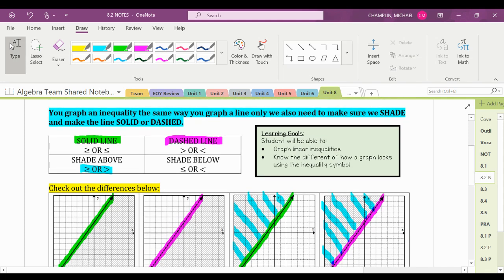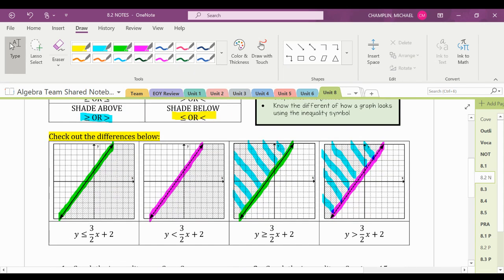However, if it's less than or equal to, you are going to shade below the line. All right. And if you look at the first problem here, y says it's less than or equal to. So I'm going to shade below it. As well as the second problem, y is simply less than, but it still means any value will be below the line. Okay.